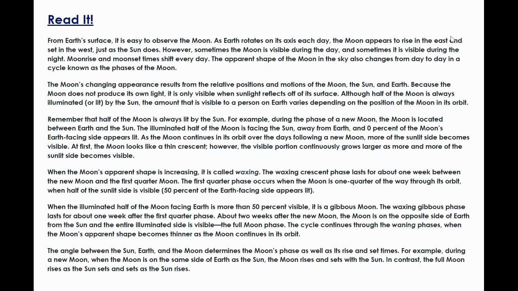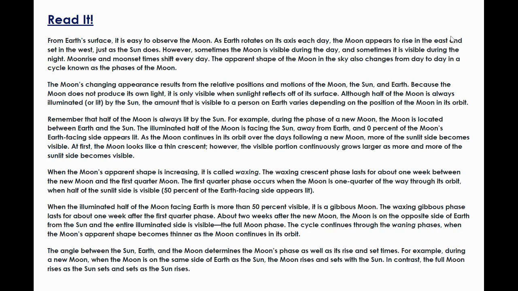The apparent shape of the moon in the sky also changes from day to day in a cycle known as the moon phases. The moon's changing appearance results from the relative positions and motions of the moon, the sun, and Earth. Because the moon does not produce its own light, it is only visible when sunlight reflects off its surface. Although half of the moon is always illuminated, or lit, by the sun, the amount that is visible to a person on Earth varies depending on the position of the moon in its orbit.